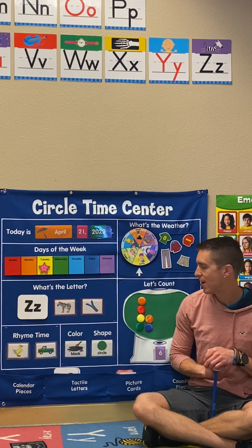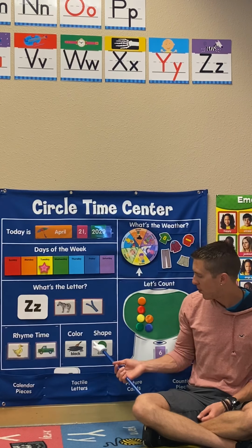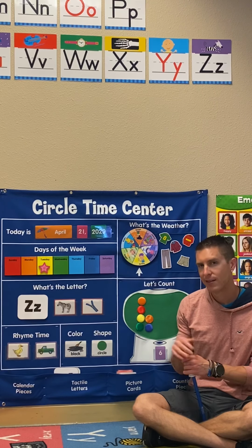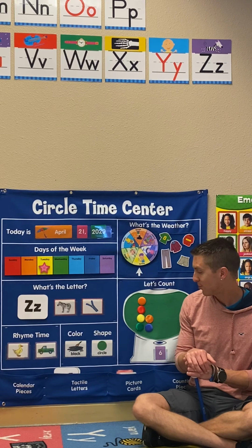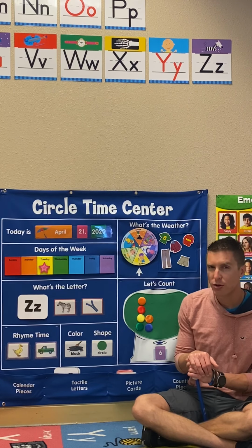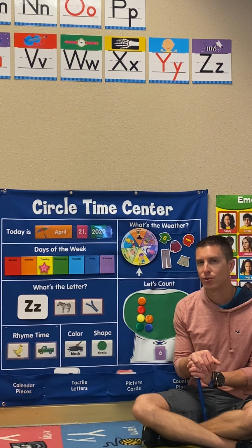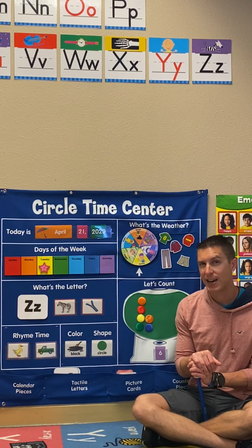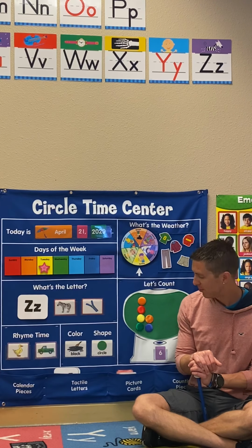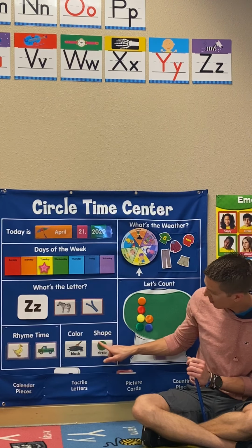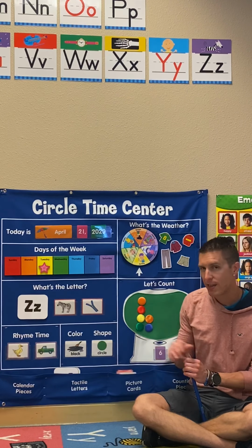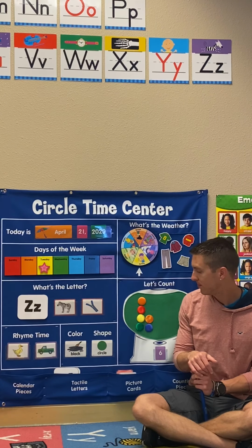Yes, good job. All right, what about our shape? What shape is this? Yeah, it's a circle. And how do we know it is a circle? Does it have any sides? No sides. It is all the way round. It is a perfect circle. That's how we know it is a circle.